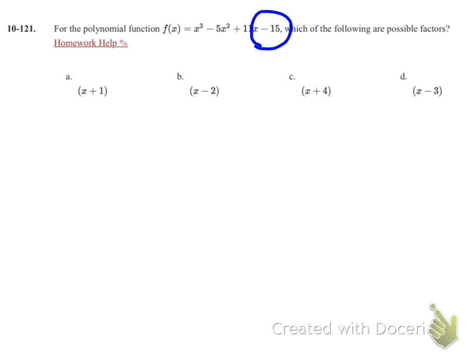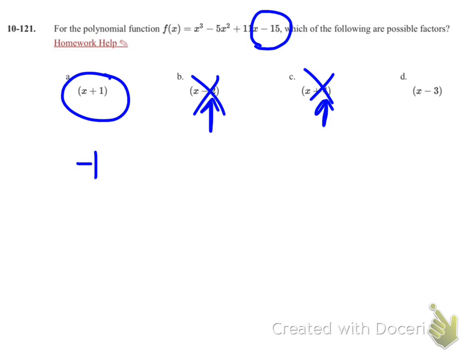original polynomial. So negative 15 is the constant term, which means my linear factor would have to divide evenly into 15. It would have to be a factor of 15, not a multiple. So 2 is not, and 4 is not. So x plus 1, because negative 1 would be the root, that would work.